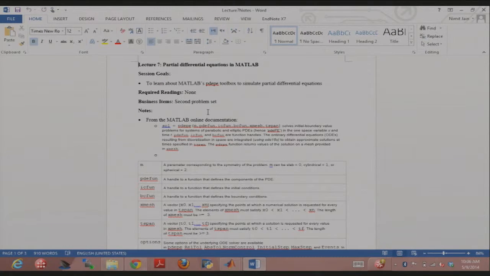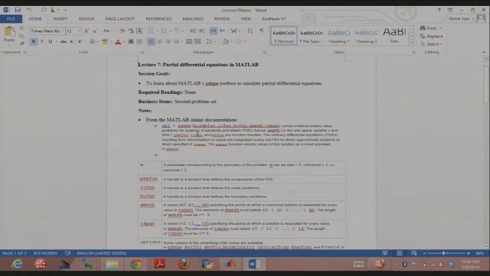I see. Okay, so I'm going to talk about PDEPE, a function inside of MATLAB, which makes things a little bit easier because it does all of that for you. So hopefully that'll be helpful. It can be used for all sorts of partial differential equations. I'll talk about what it can be used for in a bit.